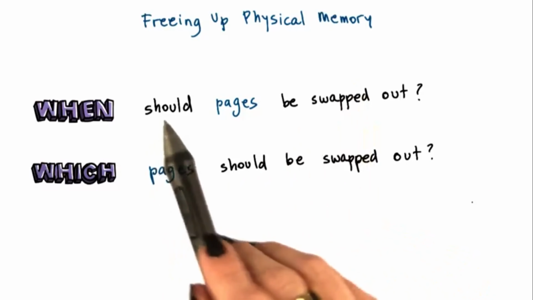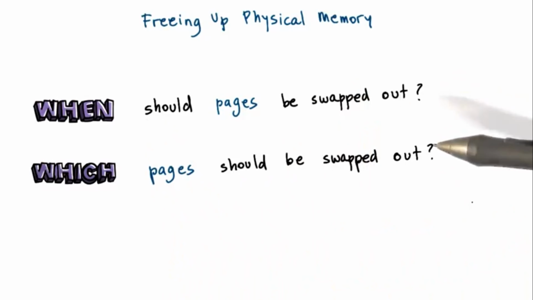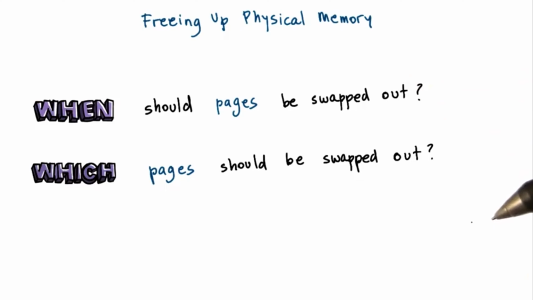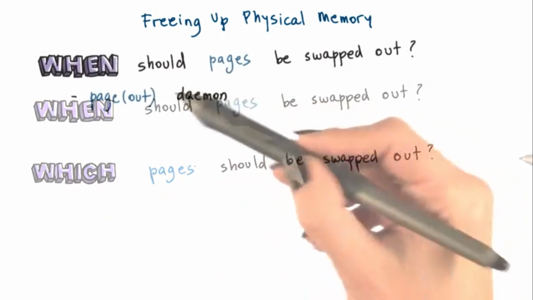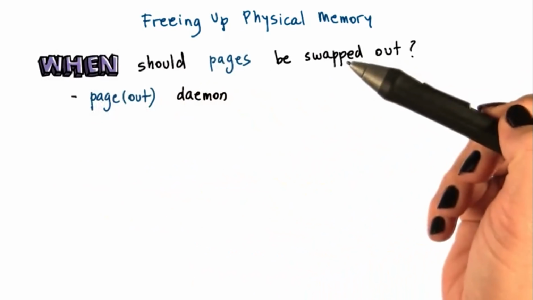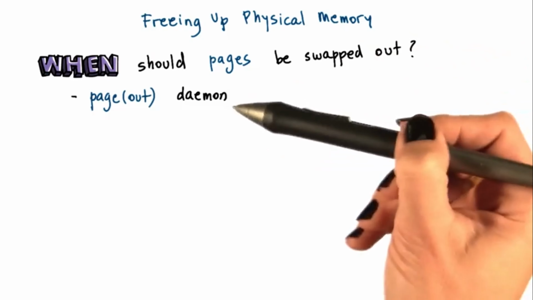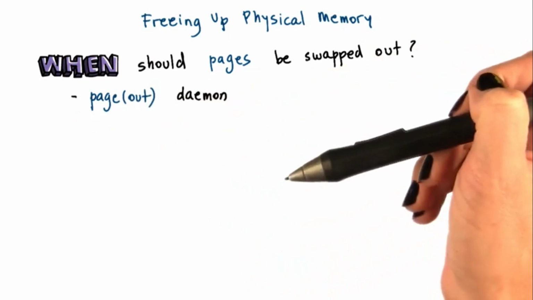Moving pages between physical memory and secondary storage raises some obvious questions. When should pages be swapped out of physical memory and onto disk? And also, which particular pages should be swapped out? The first part is easier. Periodically, when the amount of occupied memory reaches a particular threshold, the operating system will run some page-out daemon that will look for pages that can be freed.